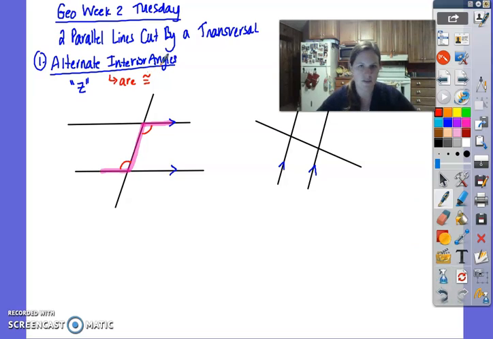That means if I have some expression in there like 2x and 5x, I can set them equal to each other and solve, or 2x plus 20 equals 5x. All right?